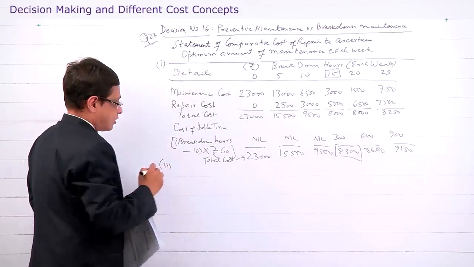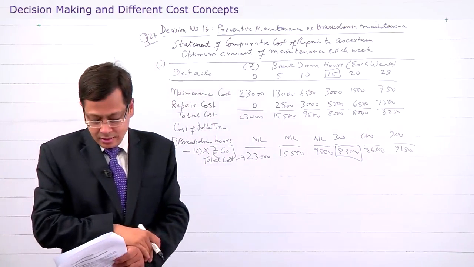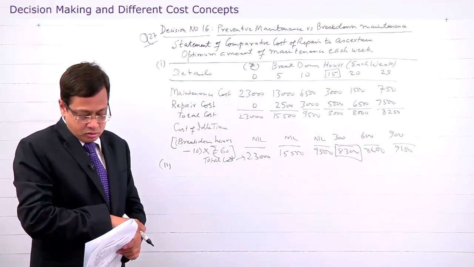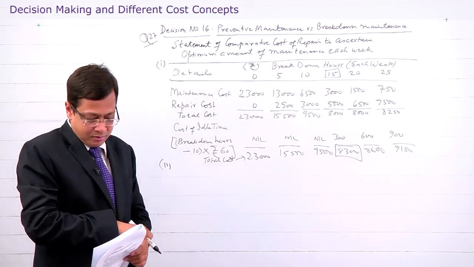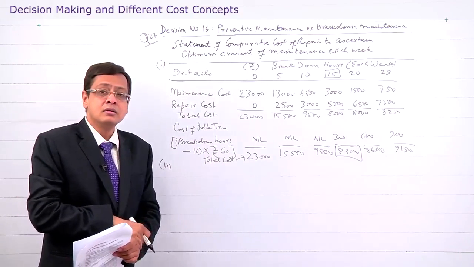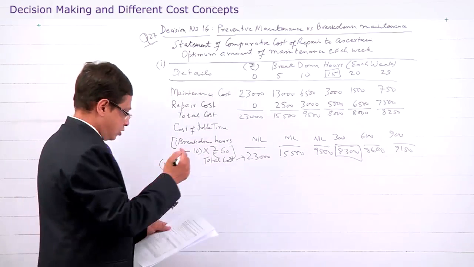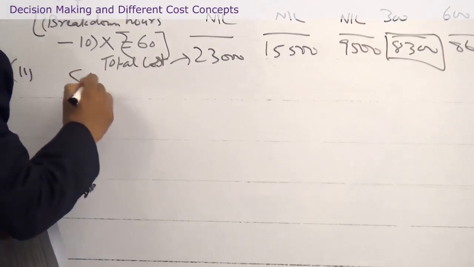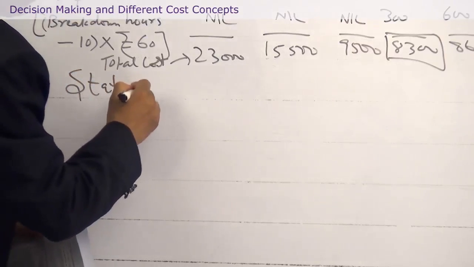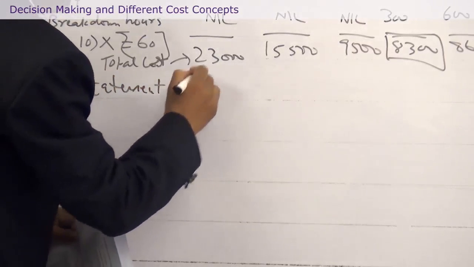The second part of the question says, what is the additional revenue you get from the optimal level in comparison to the present position. So you are making a statement of additional revenue.